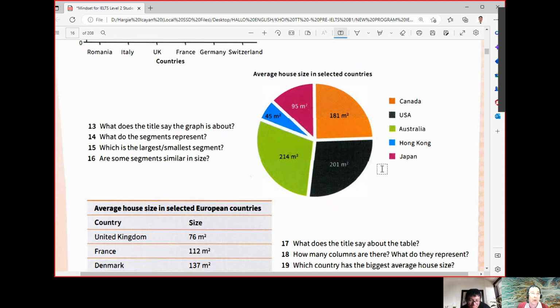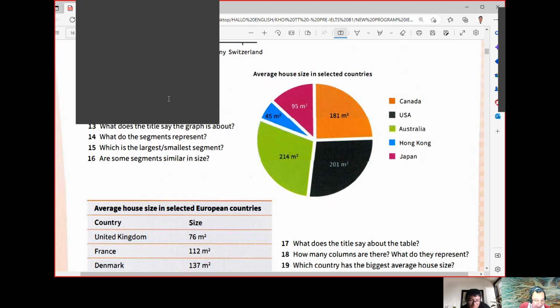Okay, next. What do the segments represent? Now, take note of the word segment. What does it mean when we say segment? Do not research that one anymore, I'm going to give you the answer. Okay, so part or parts. It means the large group is divided into small groups, or parts. So we can also say group.